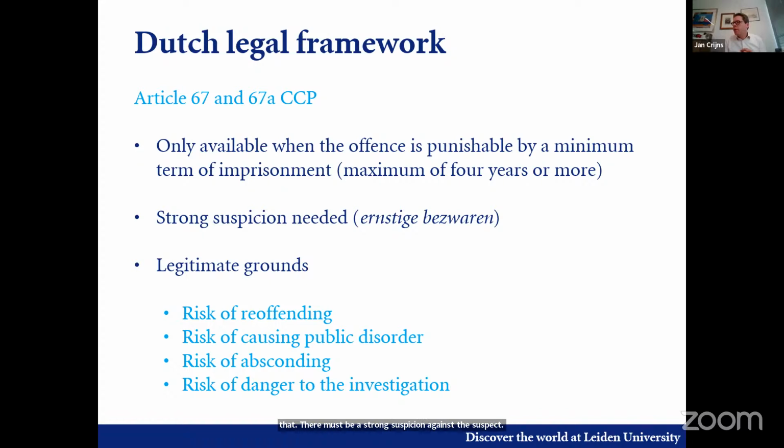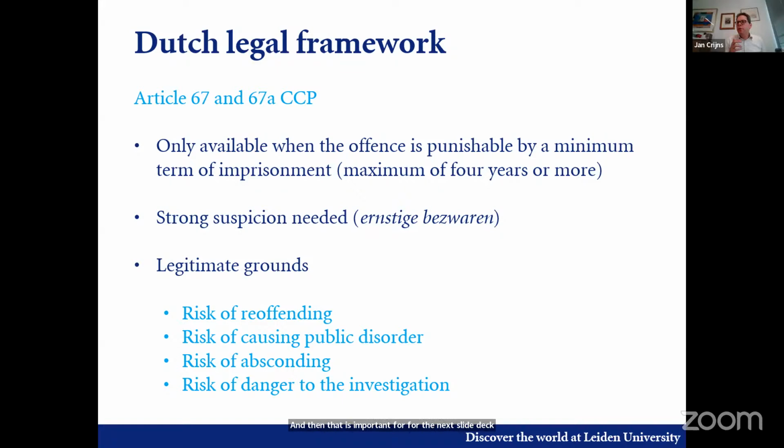And that is reasonable because you are going to detain someone, and then you must be, well, maybe not convinced of his guilt, but there must be strong information pointing to the guilt of the accused. And that is important for the next slide.